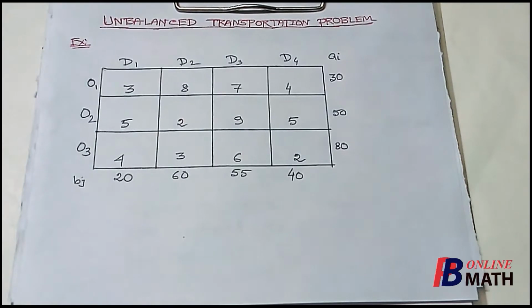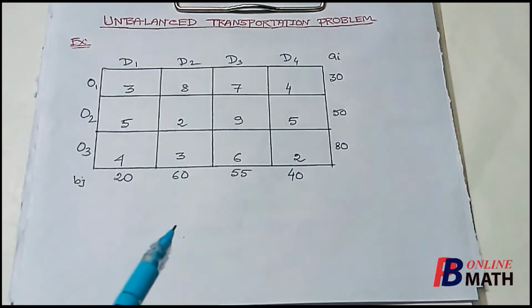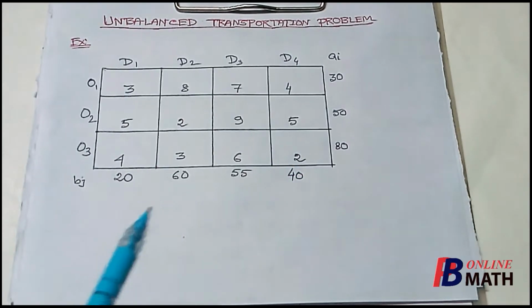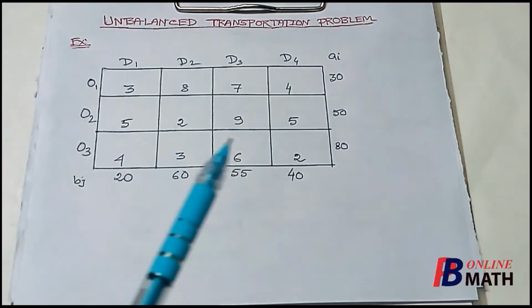Let us consider this problem. This problem has 3 origins and 4 destinations, where the capacities of the origins are 30, 50 and 80, and the demands of the destinations are 20, 60, 55 and 40, and these are the corresponding cost values.